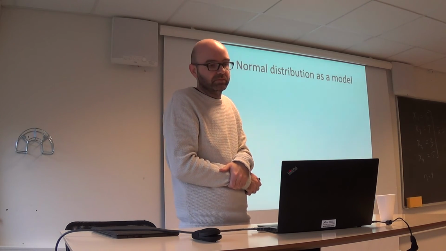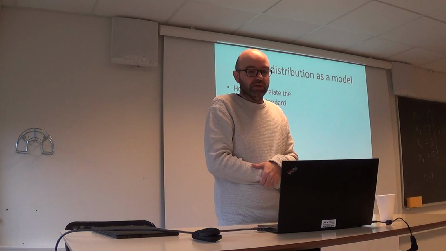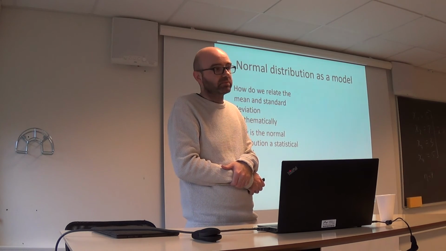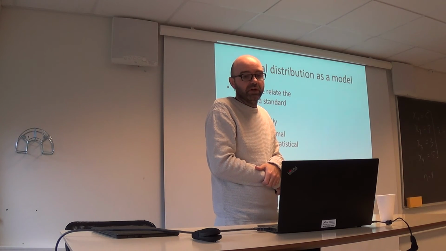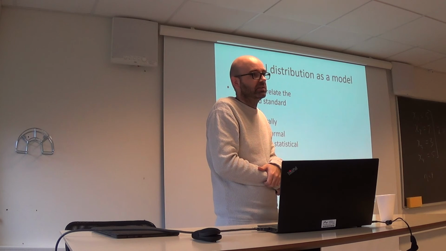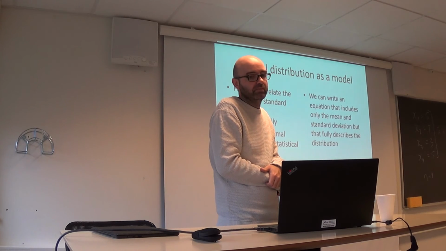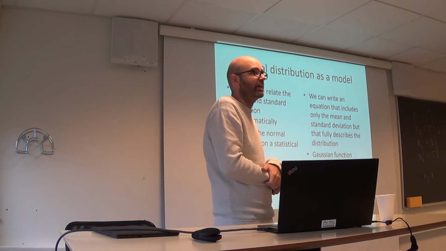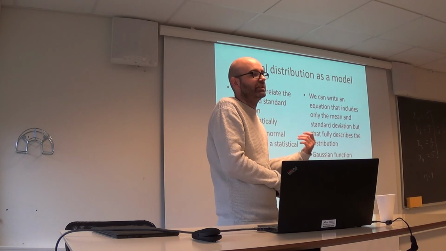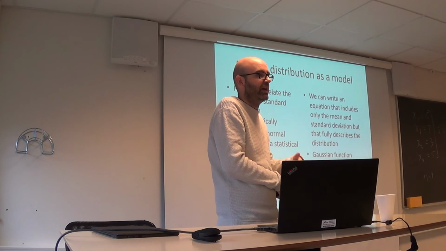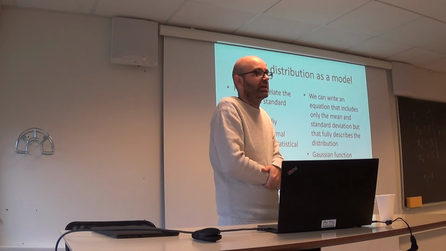And this actually gives us a model. So how can we use this to relate this mean and standard deviation mathematically? How is it really a model? Well, we can write an equation now that we've got all of these properties that includes only the mean and the standard deviation and gives us all of the facts about the distribution, so that we can completely regenerate the distribution on the basis of it. It's called the Gaussian function. It looks like that and you don't have to think about it. But it exists. So that function has a mean and a standard deviation, and from that we can regenerate the whole distribution. And that's what your computer did yesterday when you were running R.